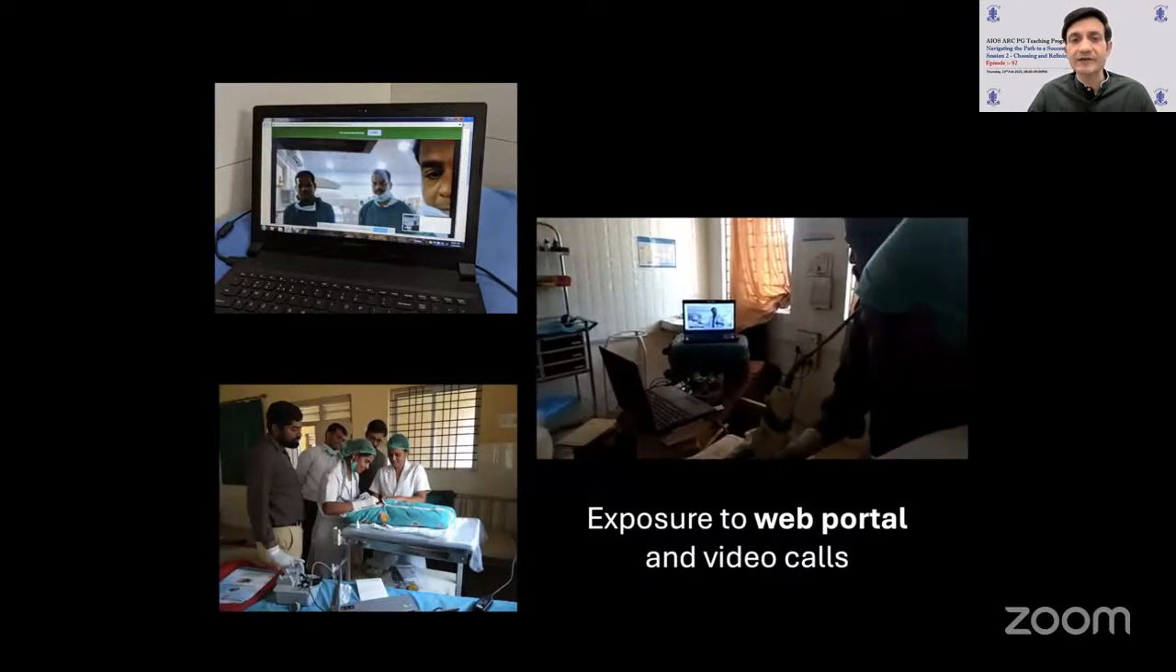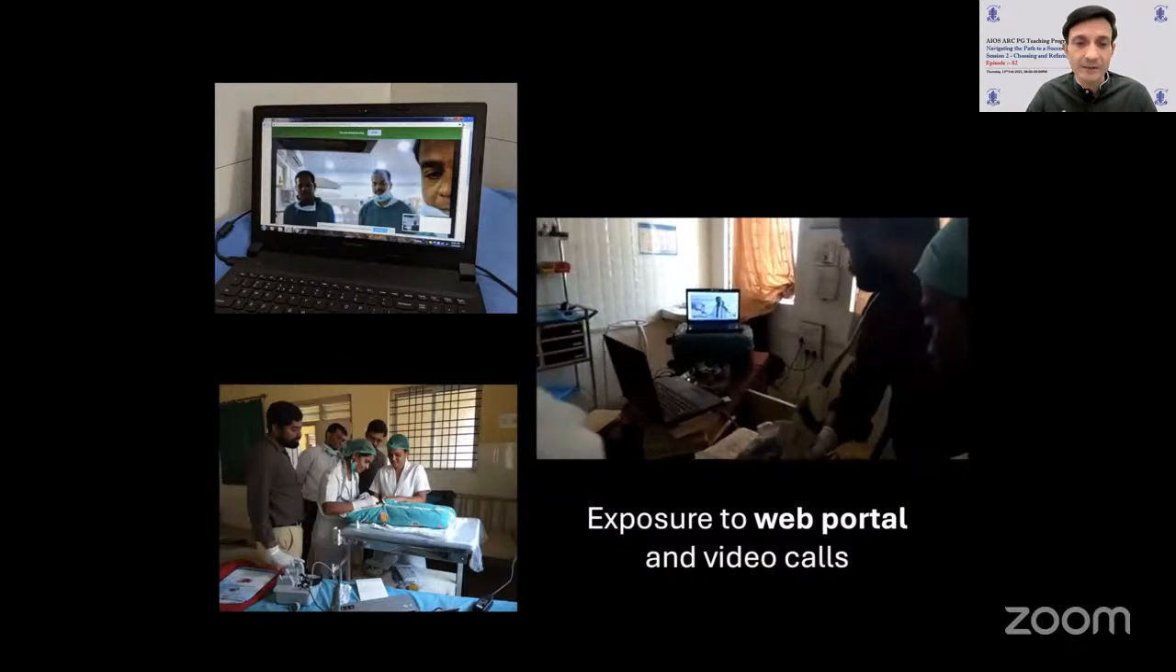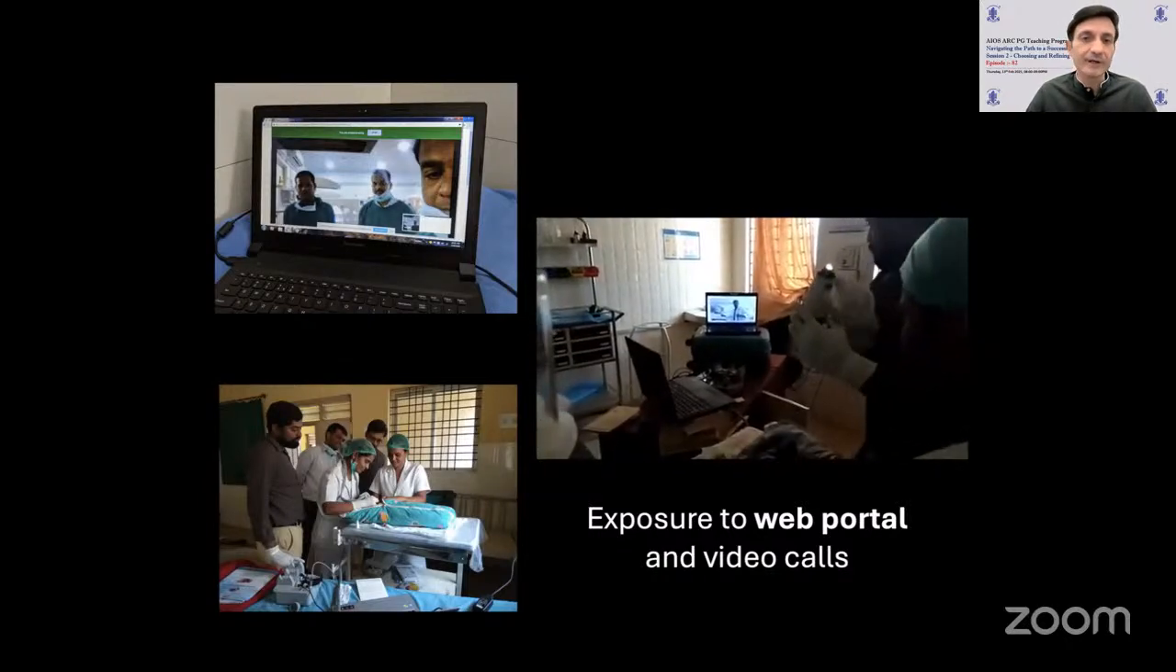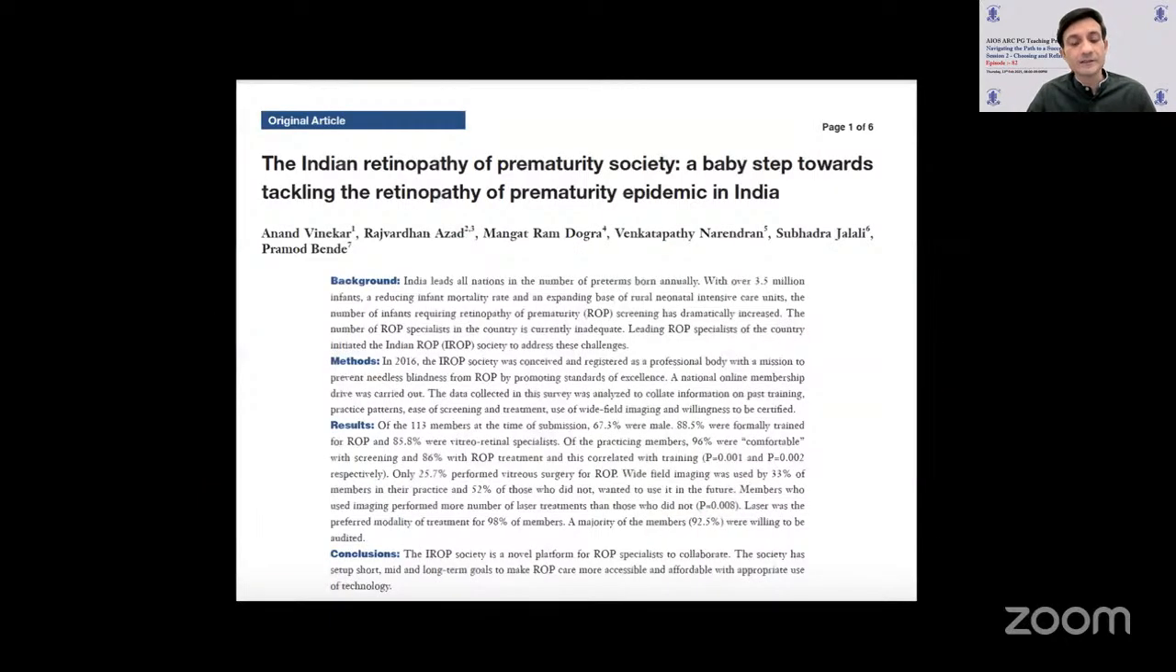This was 2017, 2018, and COVID really helped us take that forward, and we were able to continue the program even despite all those lockdowns. And then how do we work together as one family? So that's how the Indian ROP Society came.